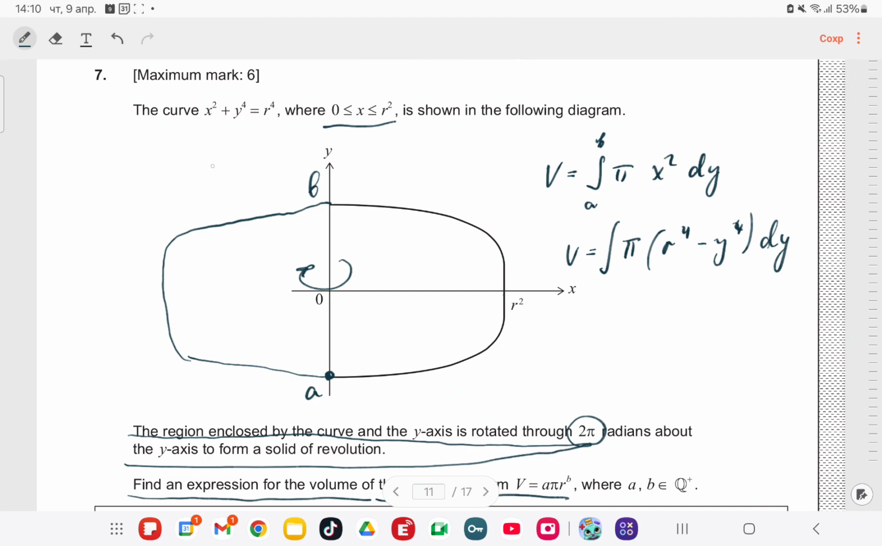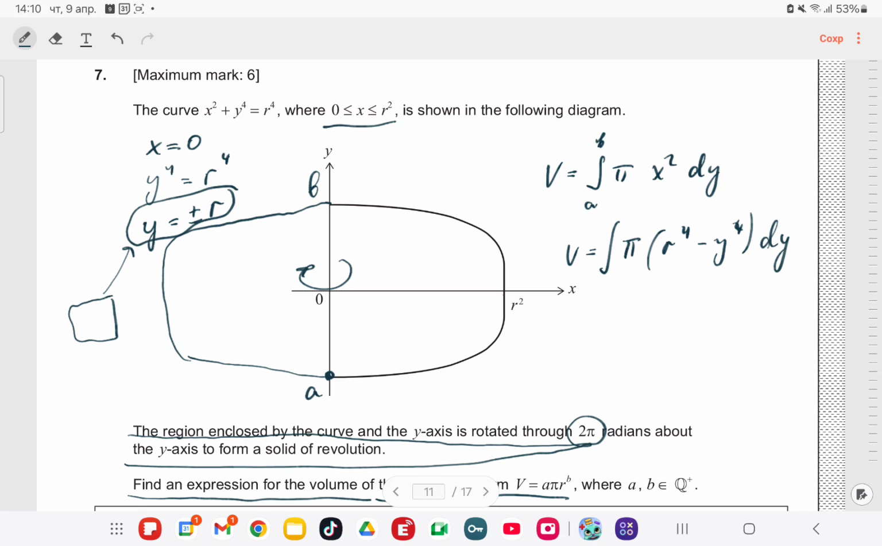So a and b happen when x is 0, right? If x is 0, then y to the 4 is equal to r to the 4. So what does it mean? It means that y will be equal to plus or minus r. So if we put plus or minus r, we get y. Hope it is clear. It's a bit tricky, but I hope it is clear for you. If not, please write this question in the comments. I'll be happy to answer.